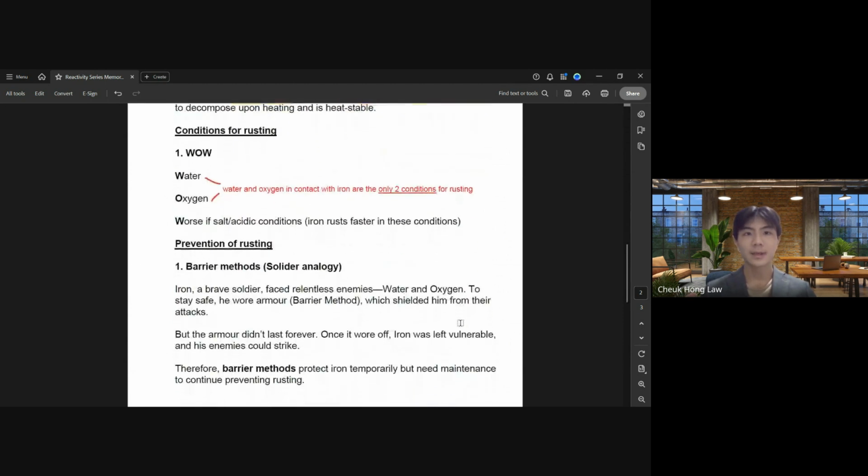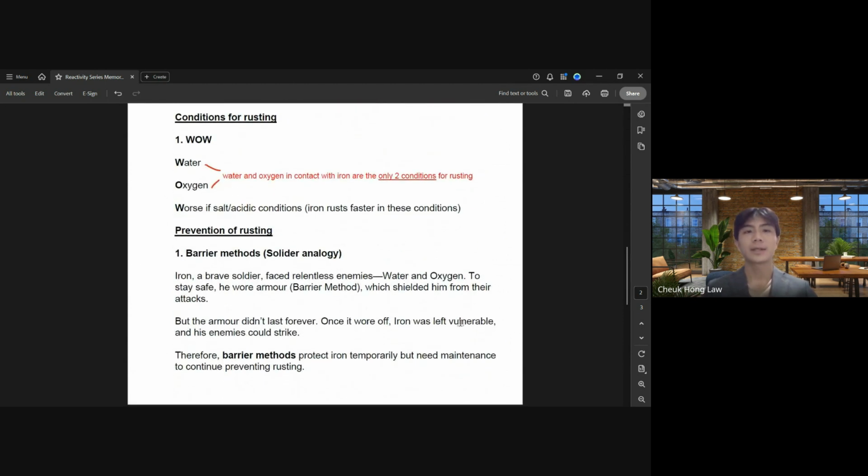All right, next, conditions for rusting. Okay, so the memory shortcut is WOW: water, oxygen, and worse if salt or acidic conditions. So there's only two conditions needed for rusting, which is water and oxygen. As long as it comes into contact with iron, iron can rust. The last one is worse if salt or acidic conditions. That means iron will rust faster if there is a salt solution, or there is acidic solution. But the main two conditions are water and oxygen.